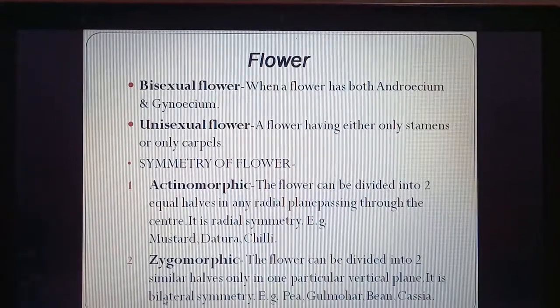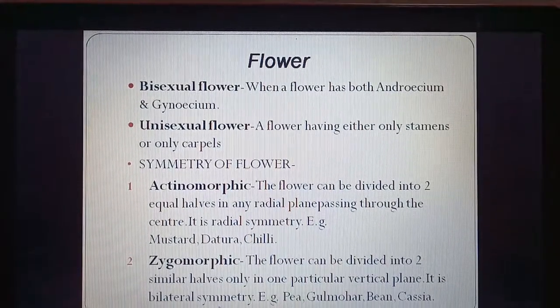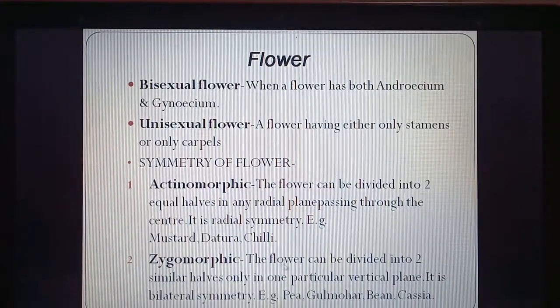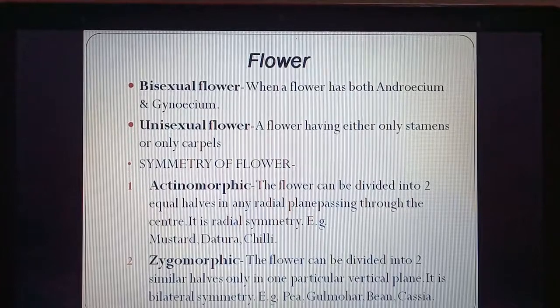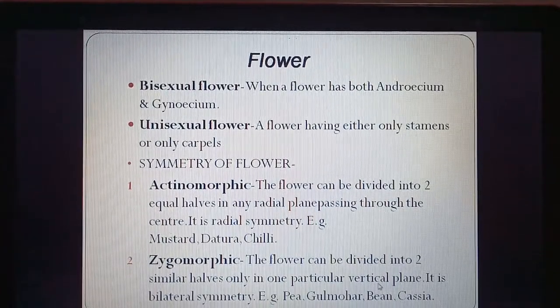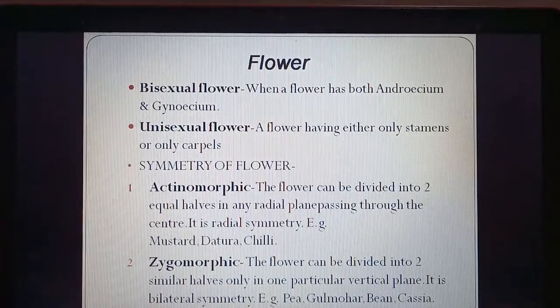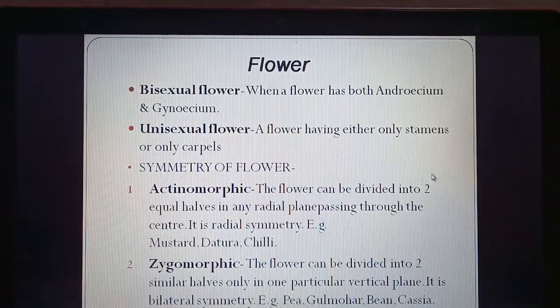Zygomorphic, it means bilateral symmetry, means we will get only two equal halves along a vertical plane. The flower can be divided into two similar halves only in one particular vertical plane. Example is pea, gulmohar, bean and cassia.